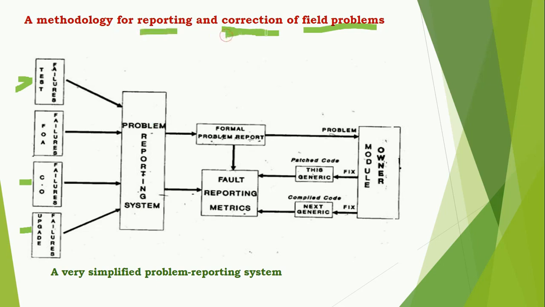Now you need to get correction. Before getting correction, you should formalize it, right? Because you'll have critical errors, you'll have major and minor errors. That has to be done by the formal problem reporting system. It will formalize it before sending it to the module owner. The function of the module owner is, depending on the priority, he'll fix the error.